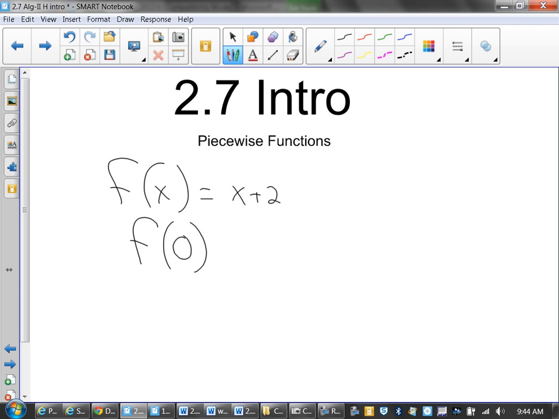f of 0. That means in the equation, wherever I see x, what am I going to replace it with? 0. So this is kind of what they call function notation, and it's going to give you a value. Your input is 0, your output is 2.